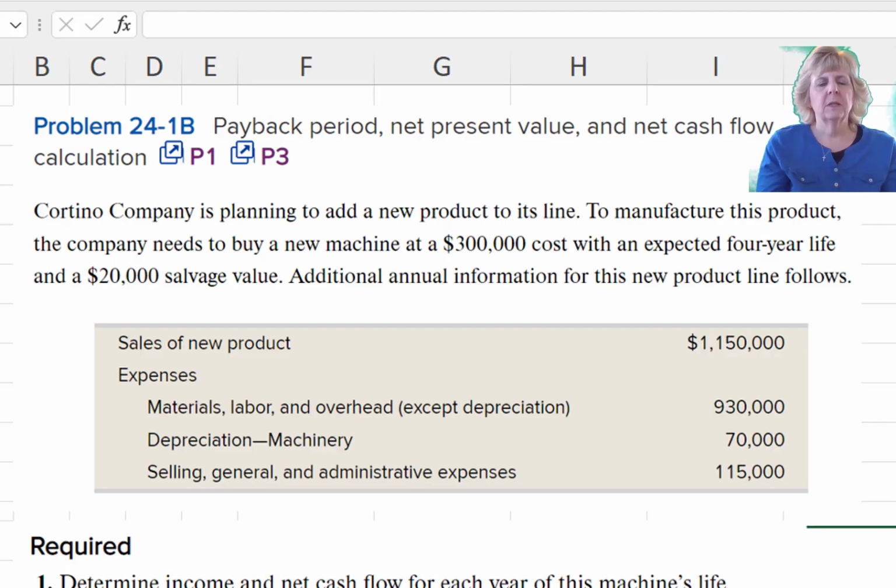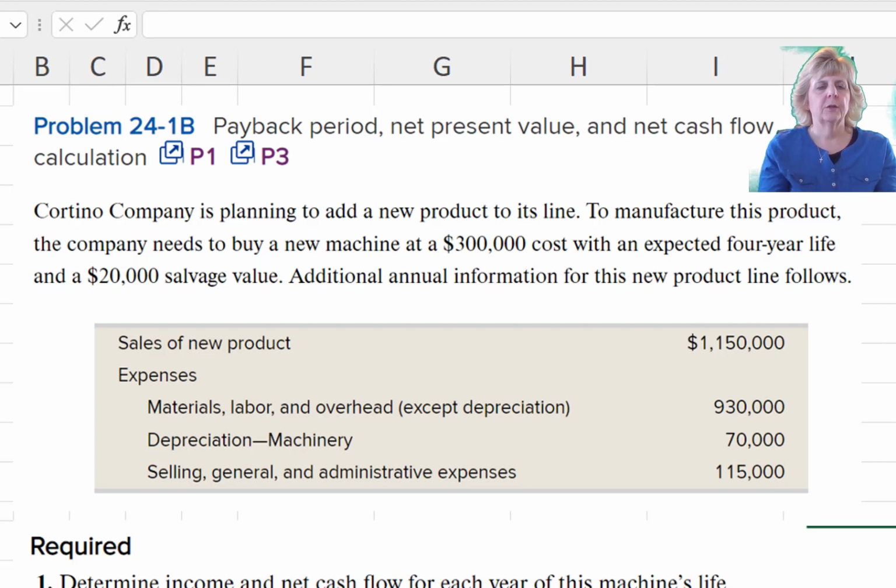Our wrap-up problem today will have us compute the payback period, and then will also introduce us to one of the time value methods that we'll talk about more in the next class, called the net present value method. We'll do the first 2 requirements today, and we'll leave that 3rd requirement for our next class period, where we'll come back and talk about present value methods, including the net present value method that this question asks you to compute.